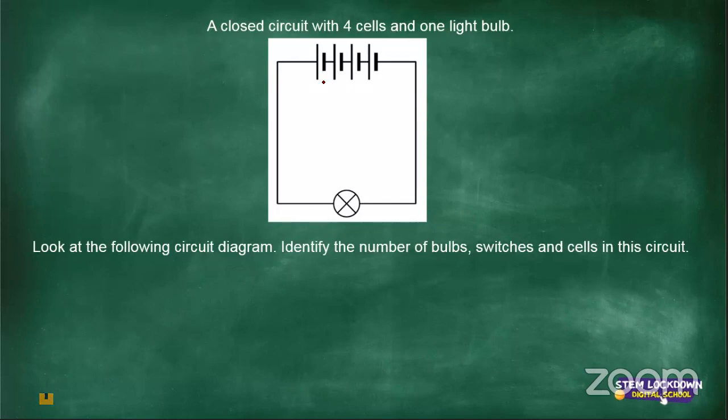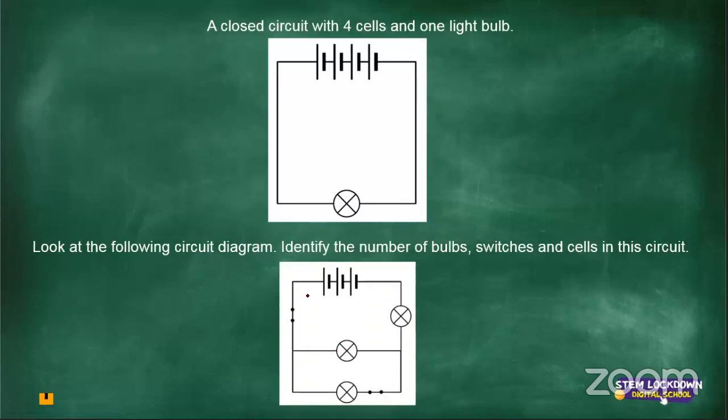Okay, thank you. We have 1, 2, 3, 4. So here there are 4 cells and 1 light bulb, and they don't have a switch. Now look at the diagram carefully and identify the bulbs, the switches, and the cells in the circuit. So that is it.